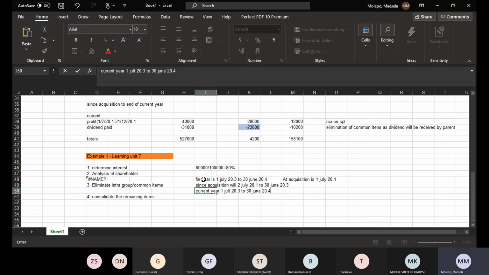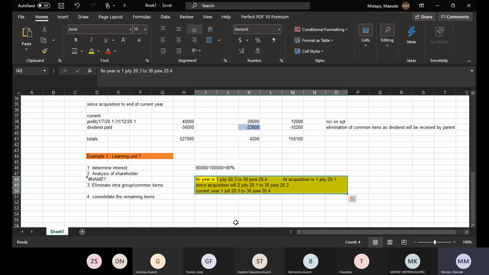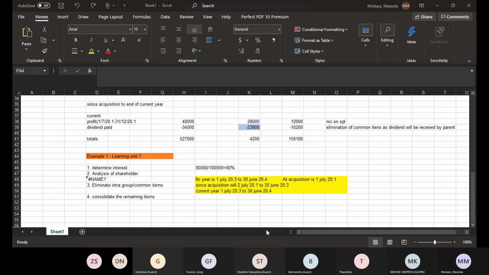Are we clear with this timeline? Anyone who doesn't understand, please notify me, because it's the one that's going to guide us on how we draft our analysis of shareholders. Glenn Rose, can you please mute? Okay, thank you. Then we proceed.